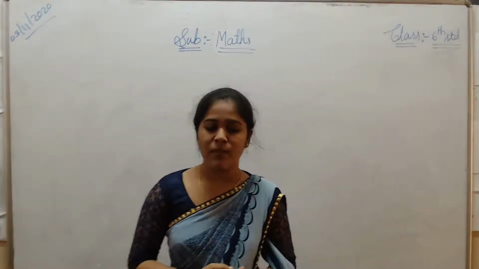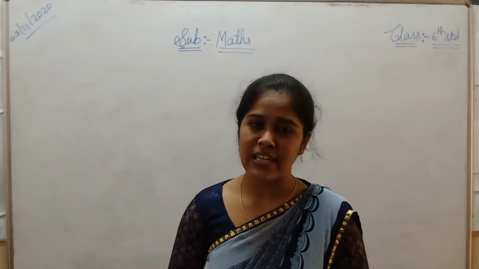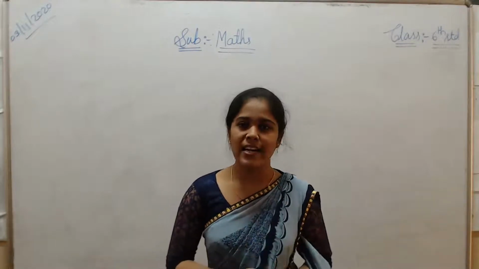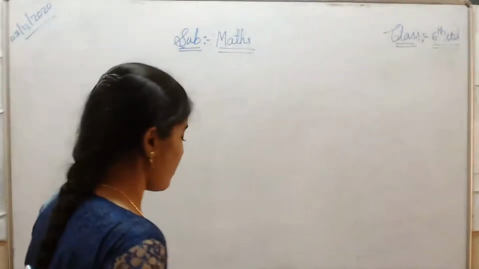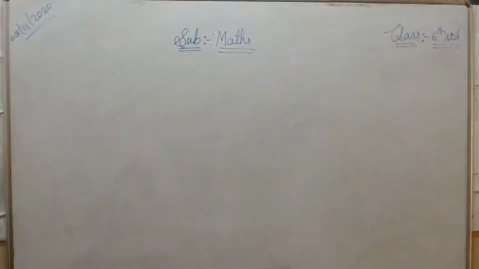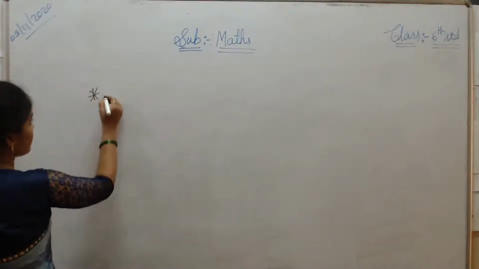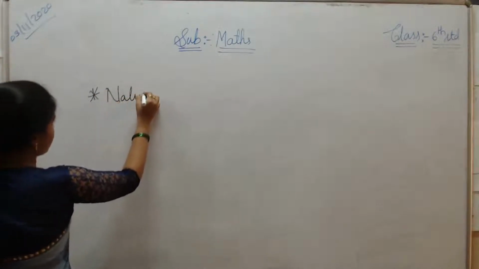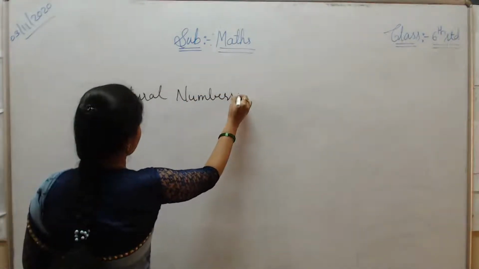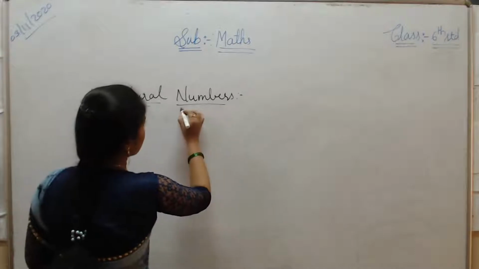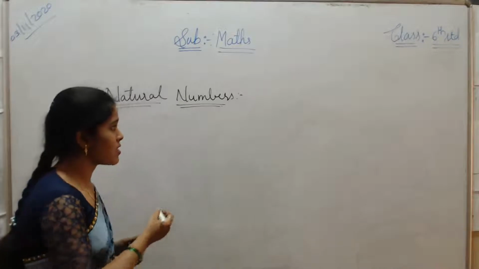In the previous class, we completed our fourth chapter, basic geometrical ideas. In this session, we will start a new chapter. Before starting the chapter, we will see some basic things. Natural numbers. In the previous class, you already learned what natural numbers are.